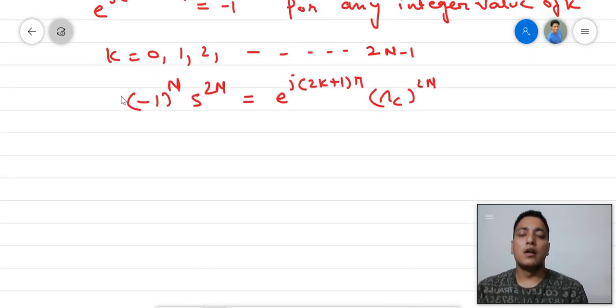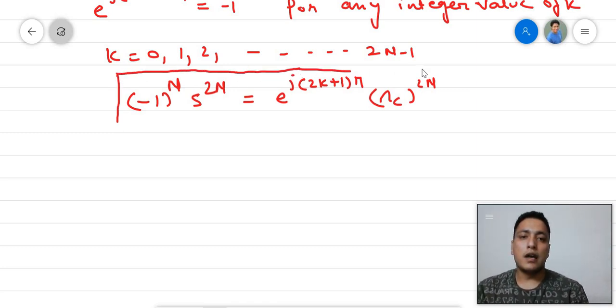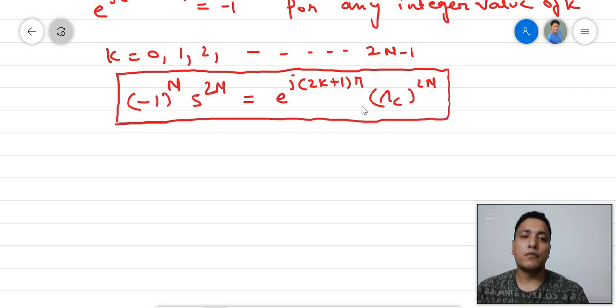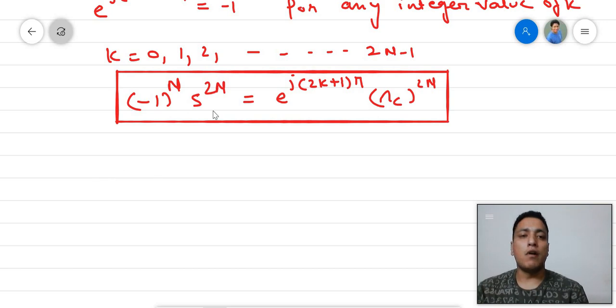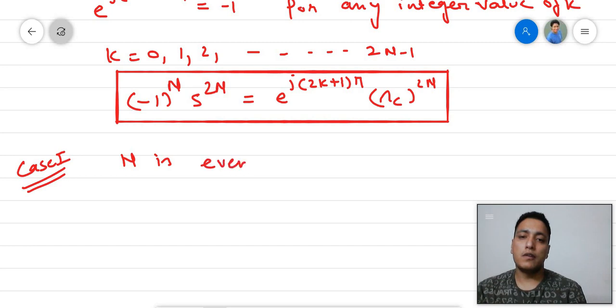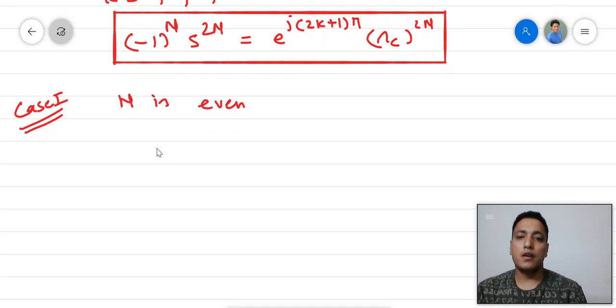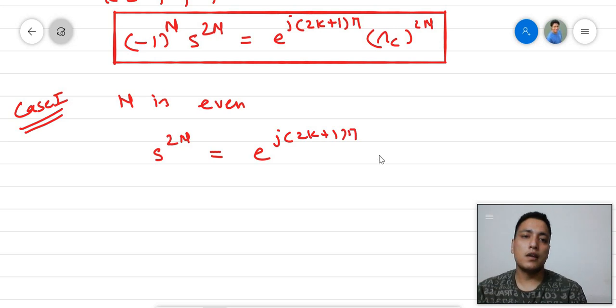Now this equation which we have obtained has another dependency, that's about the order of the filter. If this n is even or odd, this equation will lead to different poles. So we'll discuss two cases. Case 1, that is n is even. If n is even, then this equation will be s to the power 2n equals to exponential j 2k plus 1 pi omega c to the power 2n.